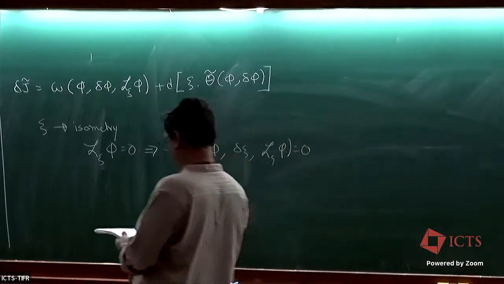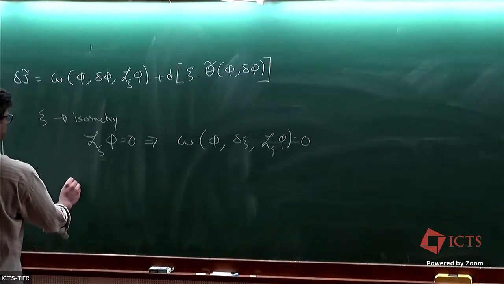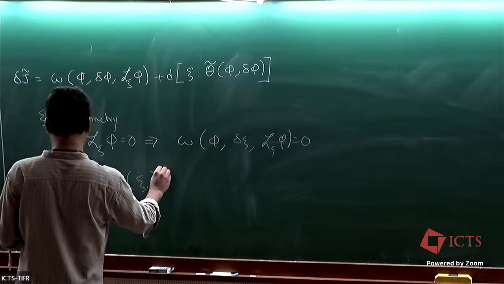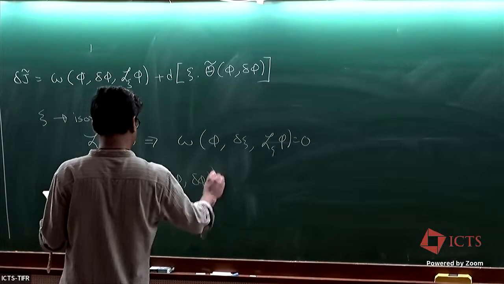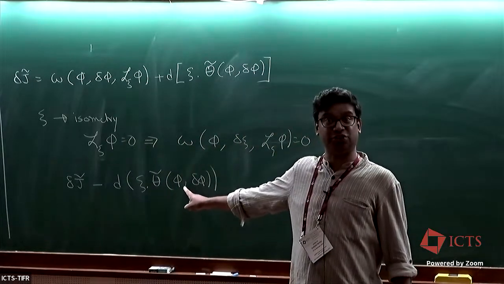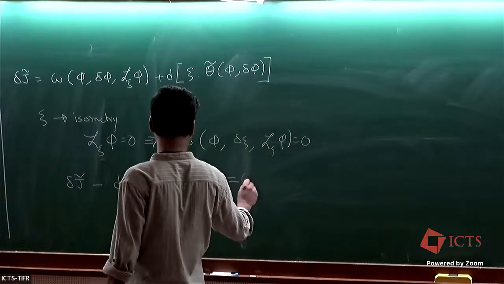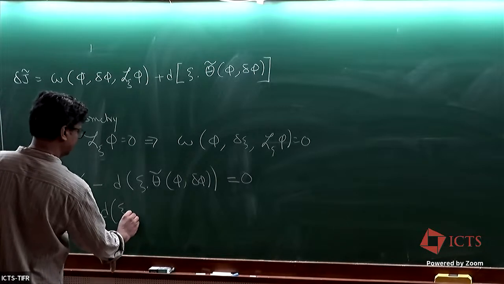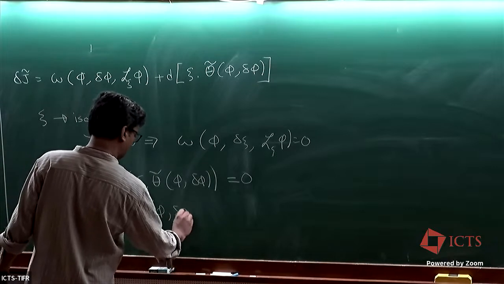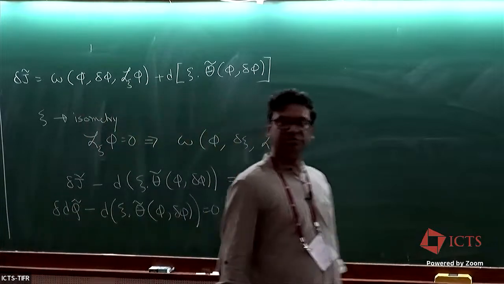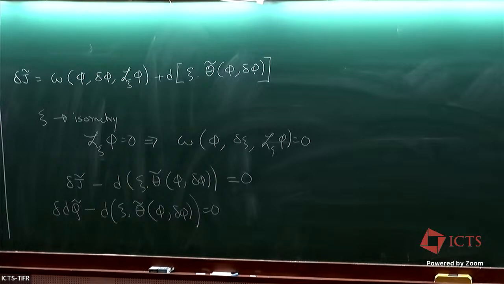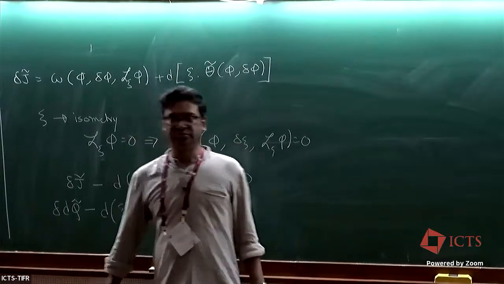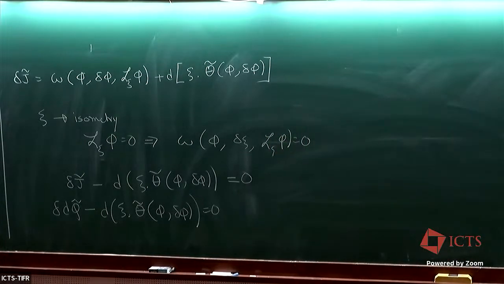We will have a very interesting relationship that delta j tilde minus d of xi dot theta tilde phi delta phi, again, let me emphasize, this theta tilde depends on arbitrary functions of phi, you can't throw it away, okay? Equal to zero. Or delta dq tilde minus d xi dot theta tilde, let me every time keep this argument because it is important, equal to zero. Okay. Now I leave it to you to show that if the linearized equations are true, I'll be able to exchange theta and delta. This requires the linearized equation to be valid. Okay.